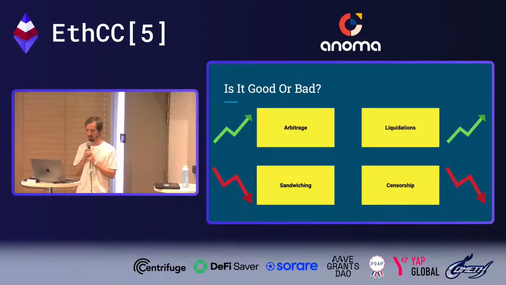Sandwiching and censorship, on the other hand, are clearly bad. Censorship is pretty obvious, and sandwiching is bad because the user who wants to trade something gets a worse price. So it basically reduces utility for the users of the protocol. So this we don't want.